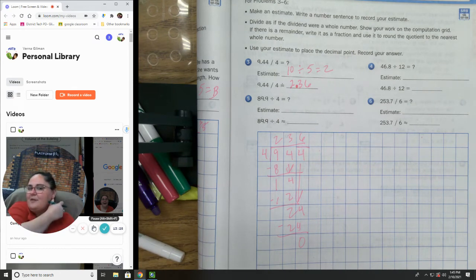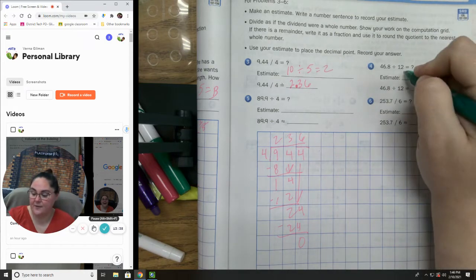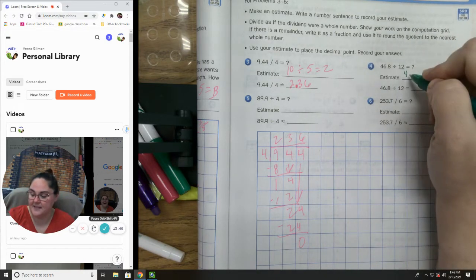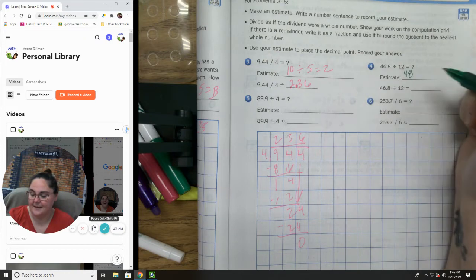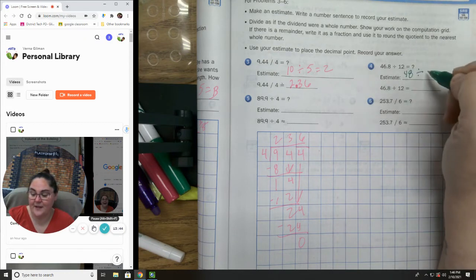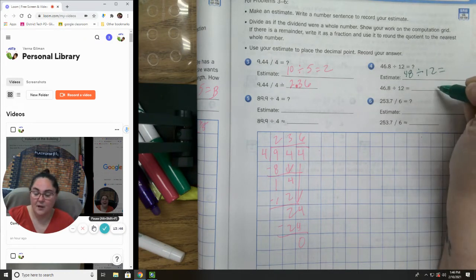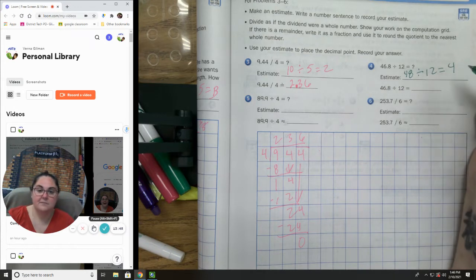All right, number 4. 46.8 divided by 12. Okay, 46.8. You know what? I'm going to say that's close to 48. And the reason why I say that is because I know I can divide 48 by 12 very easily. 48 divided by 12 is 4. Means my answer is going to be about 4, a little bit less than 4.